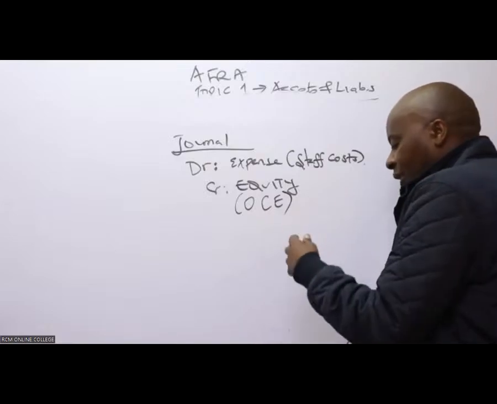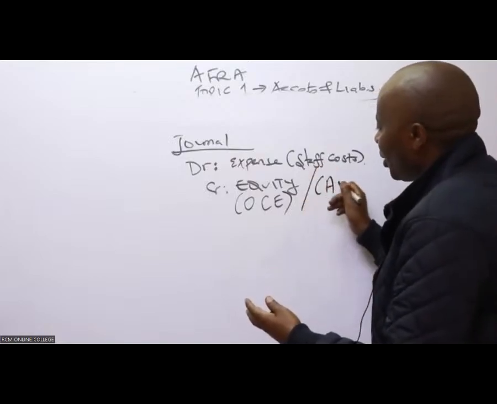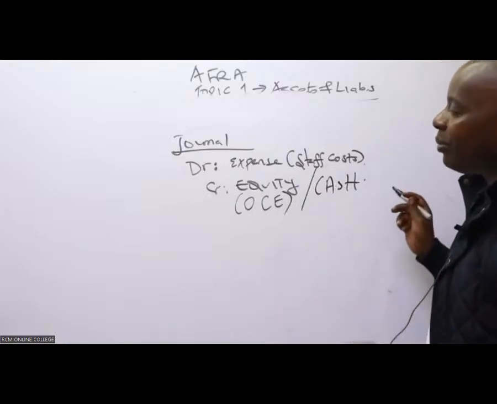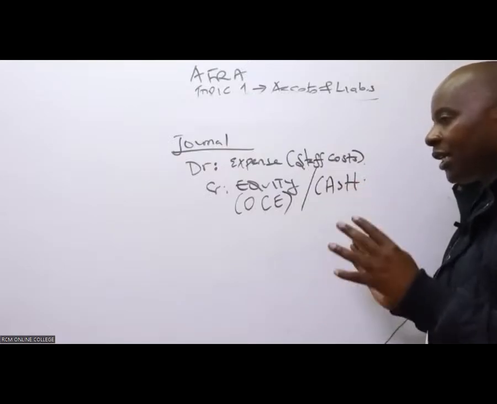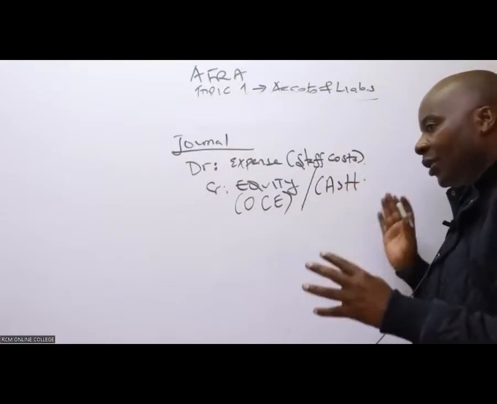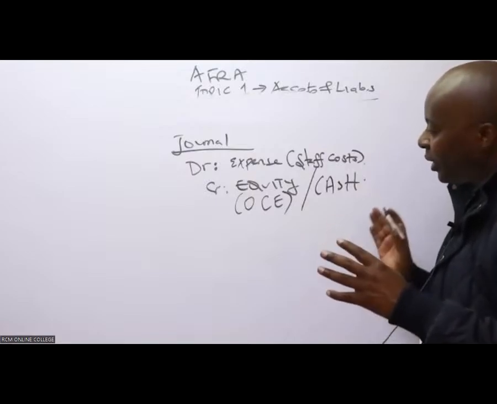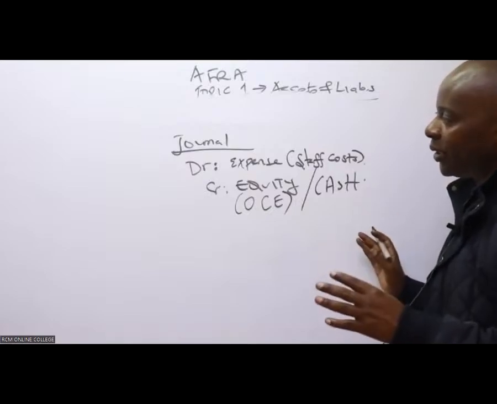And then, of course, if it's cash settled, we shall credit what here? The cash that we are paying them. So this is very, very important. It depends on how you're doing your settlement. If you're going to give these guys shares, then it is equity that will be increasing. We credit equity. And if it's cash you're giving them, then the company is paying out cash. We shall credit cash.